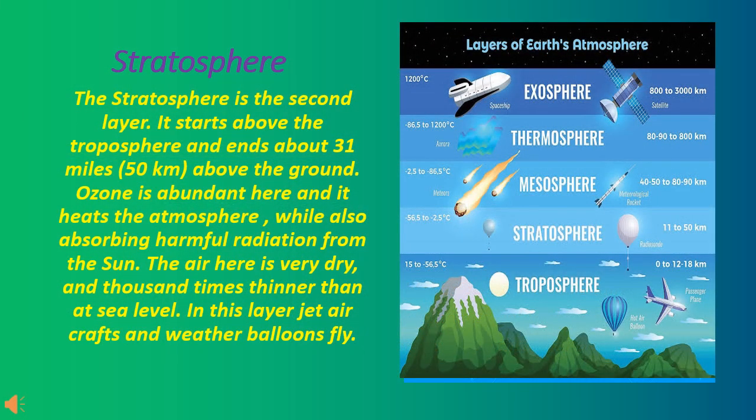Stratosphere. The stratosphere is the second layer. It starts above the troposphere and ends about 31 miles, 50 km above the ground. Ozone is abundant here and it heats the atmosphere while also absorbing harmful radiation from the sun. The air here is very dry and 1,000 times thinner than at sea level. In this layer, jet aircraft and weather balloons fly.